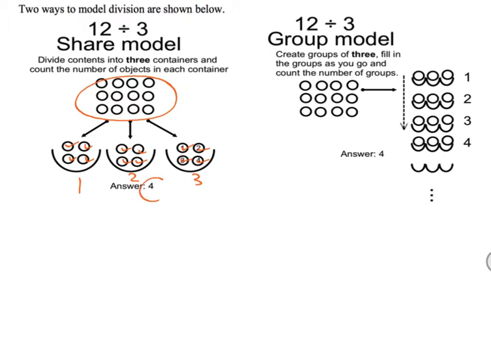The answer is 4. Okay, in the group model, you create groups of the divisor size. So here, groups of size 3. And then we take the dividend and divvy it out into the groups until we run out of them, and then count up the number of groups. So as we put them in groups of size 3, we go until we run out. And when we run out, we have filled up 4 groups. So 12 divided by 3 is 4.